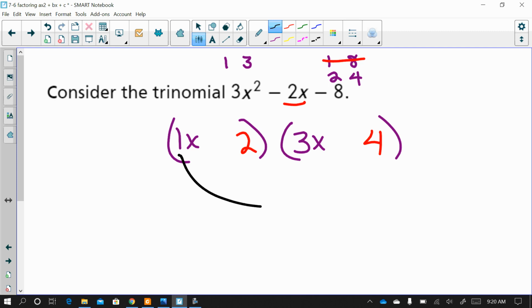Okay, check your insides and your outsides. Outsides, excuse me, I get 4x. Insides, I get 6x. Can I make 2 out of 6 and 4? I can if 1 is negative.